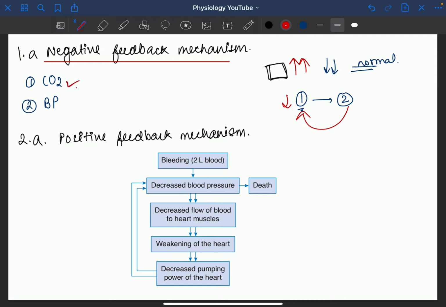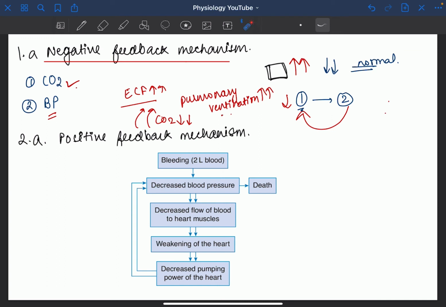If the concentration of carbon dioxide in ECF is increased, then this increase in carbon dioxide will initiate a negative feedback mechanism, increasing the pulmonary ventilation. When the pulmonary ventilation, that is breathing, is increased, then automatically the level of CO2 will be decreased. Now another example, that is the blood pressure. If the blood pressure is increased, then a series of events will be conducted that will decrease the blood pressure.